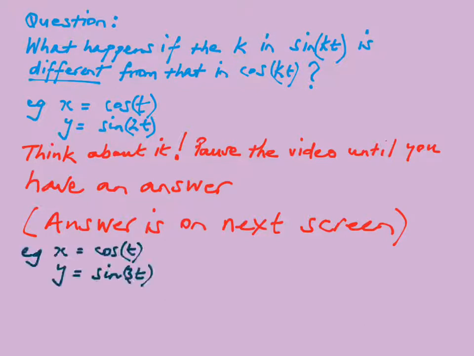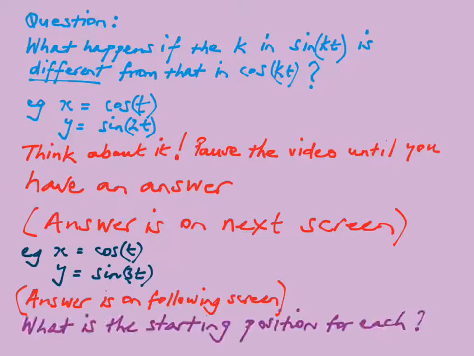Well, what about if x was cos t and y was sine 3t, not 2t? Well, we'll have to think about that. The answer is on the following screen. And what is the starting point for each of these? How would you change the starting point? Now, did you get all that? There's a lot of learning for you in this particular screen. Think about it, and if you connect the dots, you own it.